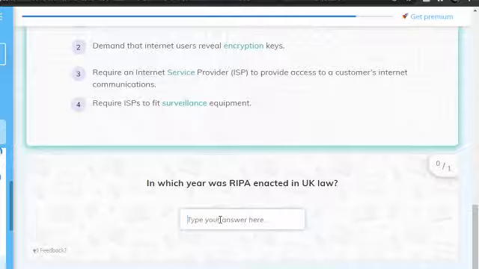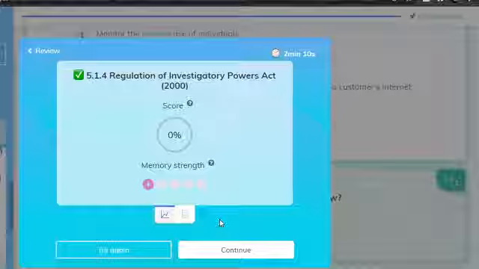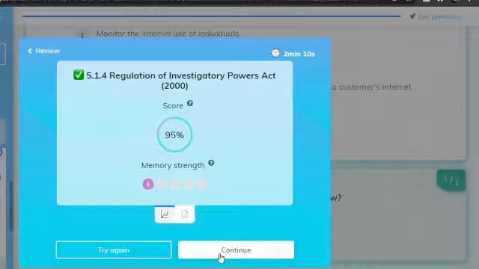So in what year was it made? It was made in the 2000s, so when everything started popping, really. So that is computing related legislation, and now is moral and ethical issues.